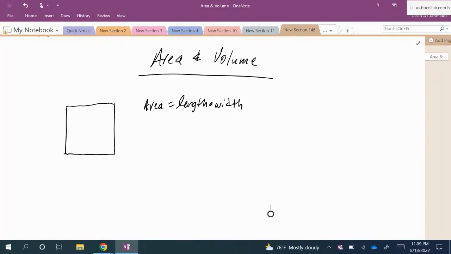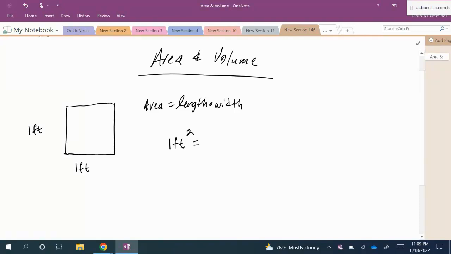So if we wanted to, let's say, find the area of this square, I'm going to call that 1 foot. I'm going to call that 1 foot. So here we would have the area as 1 foot squared, or 1 square foot.